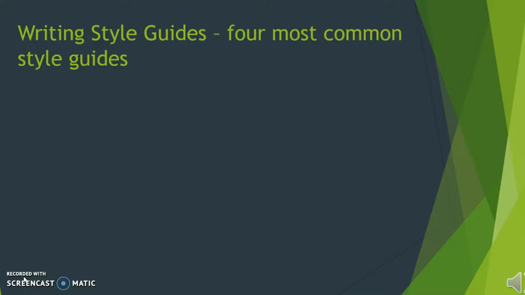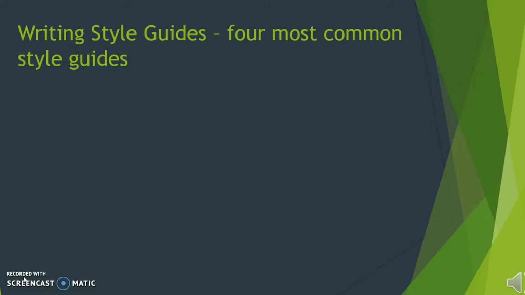So let's first talk about what a writing style guide is. It's a guideline for writers and researchers so that they're working with a common syntax. Specific disciplines will have a different style guide. So historians will use a certain style, journalists another, and literary critics another style, which is MLA. It's kind of like a language within a language.